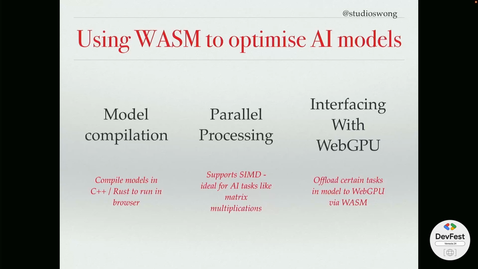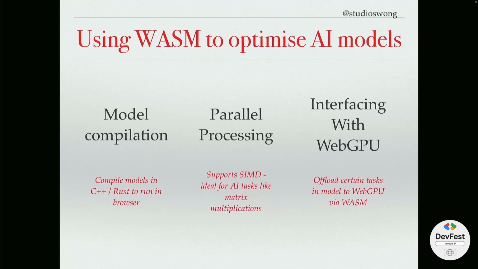And of course, Wasm enables you to utilize a lot of parallel processing. Because it supports SIMD, what they call single instruction, multiple data instructions, you can actually perform multiple calculations in parallel, unlike JavaScript, which is single-threaded. So it's very good for AI tasks like matrix multiplications and convolutions in neural networks.